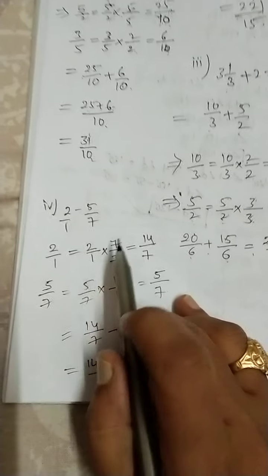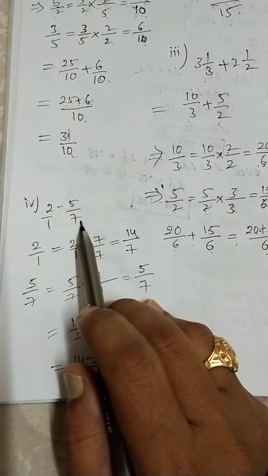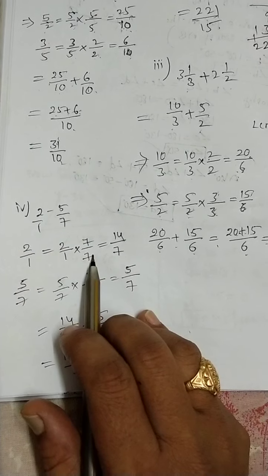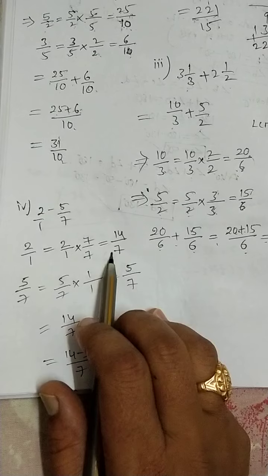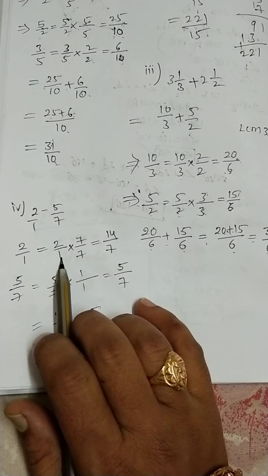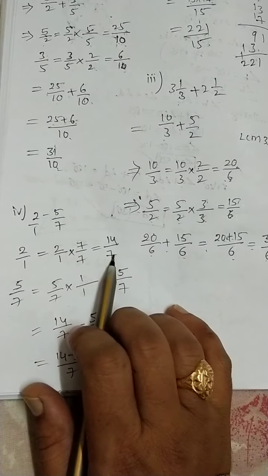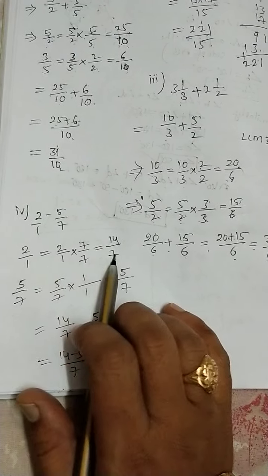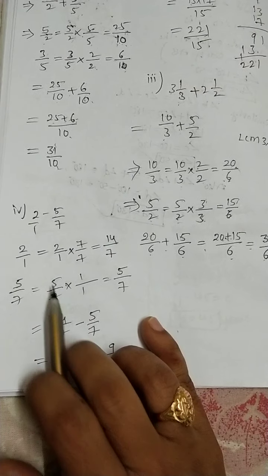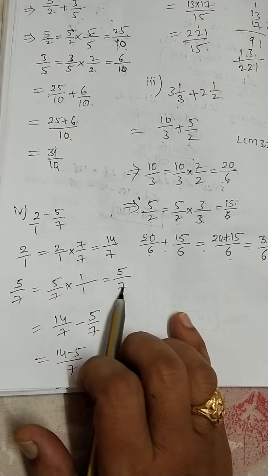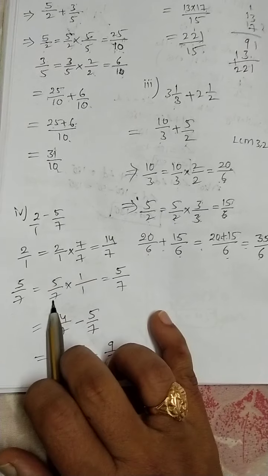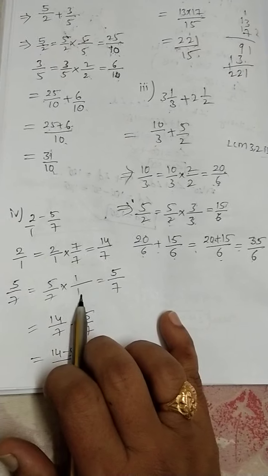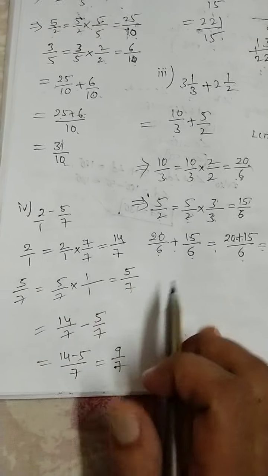And the fourth bit is also there. See, 2 by 1 minus 5 by 7. First, these are unlike fractions. We need to convert into like fractions. For 1 and 7, the LCM is 7 only. So for 2 by 1, for 1 which table can we multiply to get 7? 7 table only. So I took 7. 2 7s are 14, 1 7 is 7. For 5 by 7 also, here we want denominator 7. For 7, which table can we multiply to get 7? Only 1. So I took 1. 5 1s are 5, 7 1s are 7.